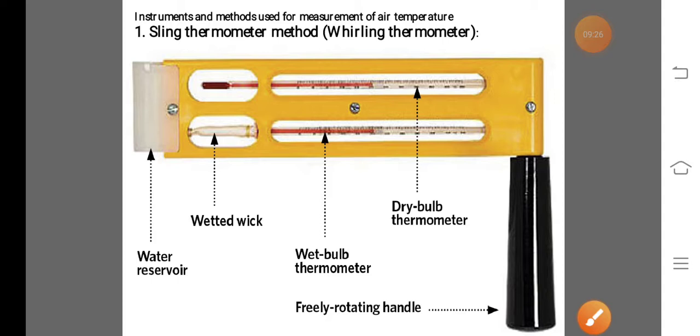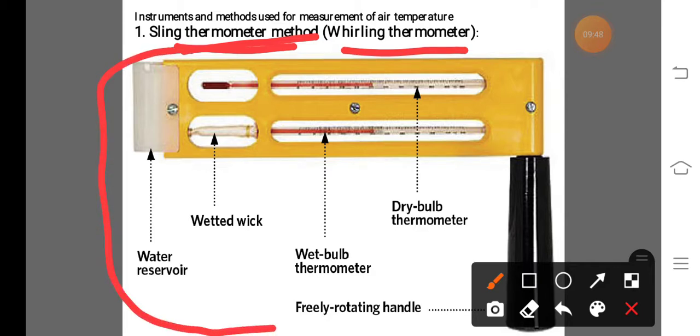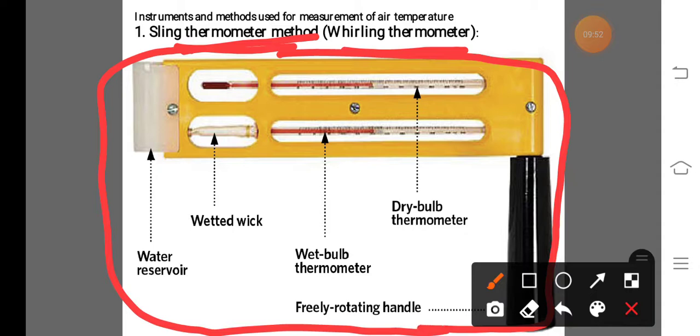We discuss the instruments and methods used for the measurement of air temperature. The first instrument is the sling thermometer, also known as the whirling thermometer. See this picture, this is the picture of the sling or whirling thermometer.